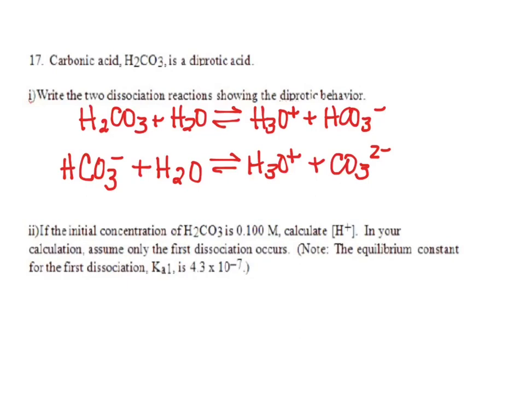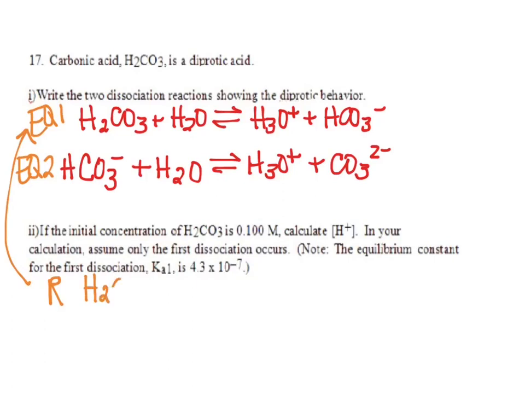All right, if the initial concentration is 0.1 molar, calculate the H plus. Assume the first dissociation occurs. So we go back up here. This is equation 1. This is equation 2. So the first dissociation, which is equation 1, is what is going to occur. So let's go ahead and put that into our RICE table.